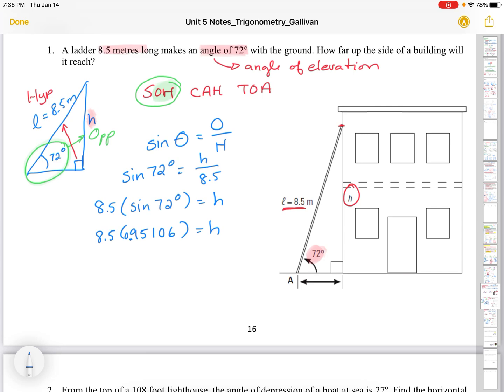So 8.5 times sine 72 is 8.08 equals the height. And it's going to be meters. Now I can round that to 8.1 meters. It hasn't indicated how many decimal places.